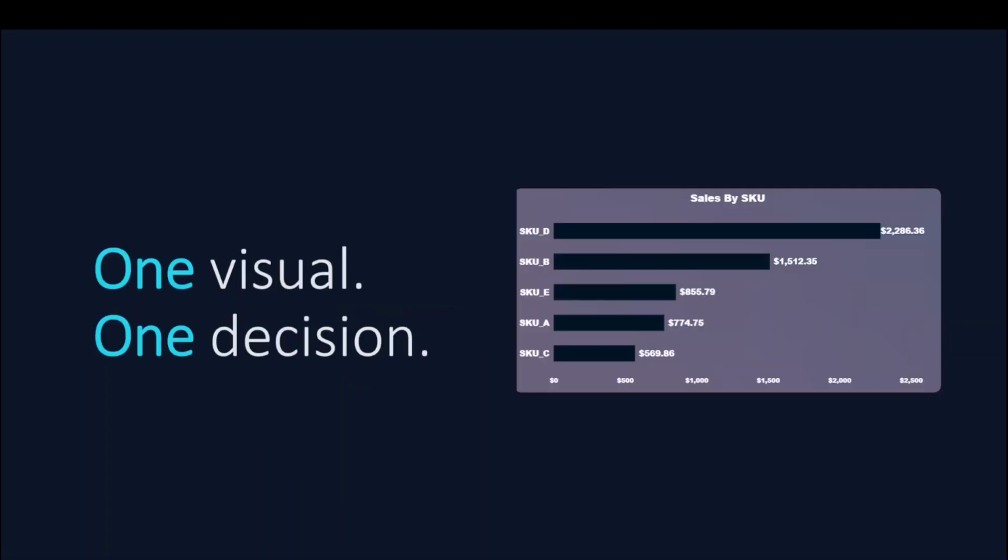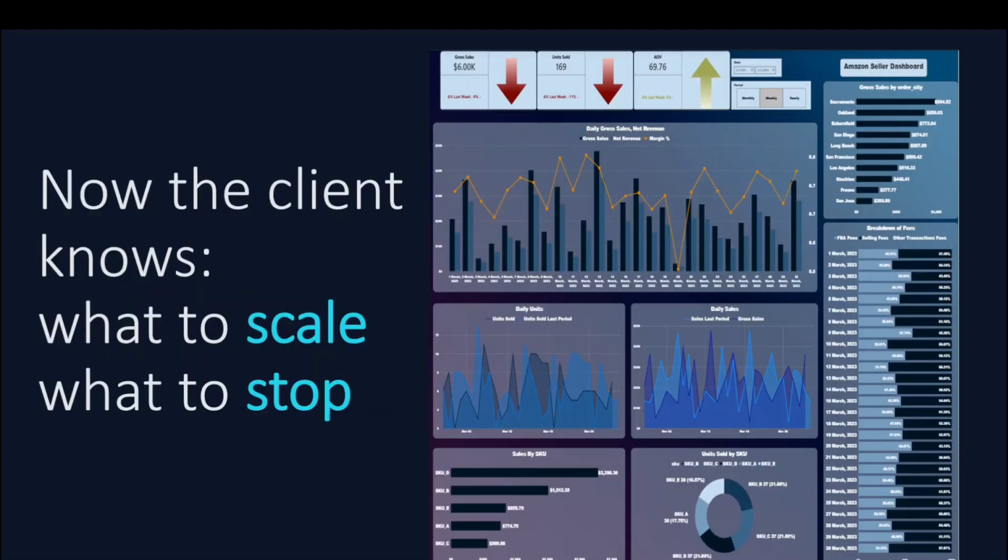I follow a simple visual rule: one visual should answer a business question. If it doesn't, it doesn't belong in the dashboard. For example, this visual clearly states how much each product has sold, so the client can easily focus on making proper decisions with the help of this chart. The final outcome which the client would get is this dashboard, which would help them understand what they need to scale and what they have to stop to maximize their profits.